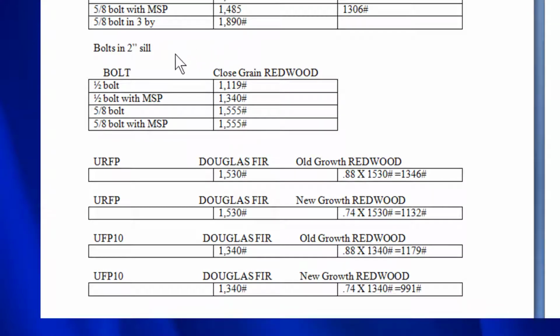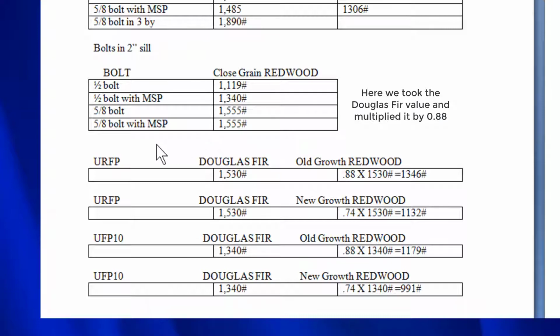So let's go ahead and look at bolts in 2-inch sills. All the 2-inch sills are made out of redwood. We're not going to find a sill made out of Douglas fir. So in those values, we have a 1/2 inch bolt. It can resist 1,109 pounds. And we just go on down the line. These are all the values that we took our load calculator and figured out.